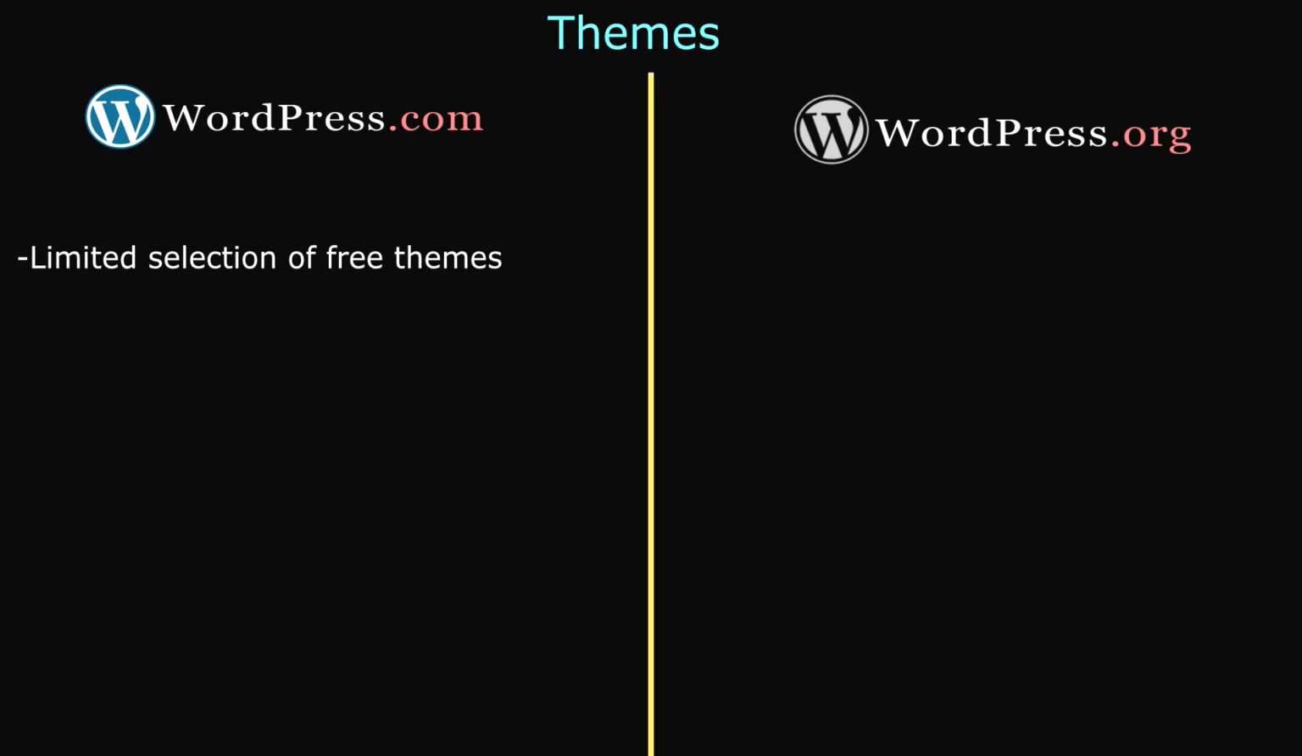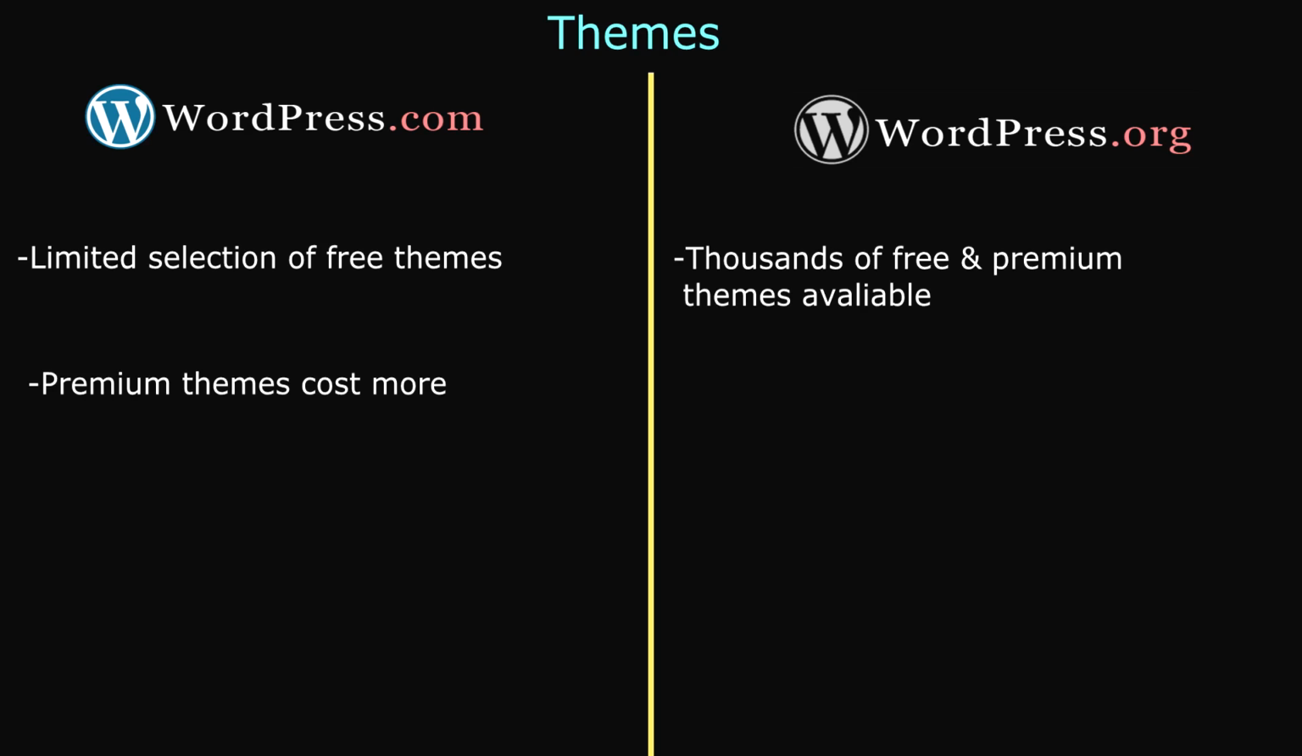Themes are very closely related to customization. WordPress.com has a limited selection of free themes, whereas WordPress.org has thousands of free and premium themes available. Premium themes with WordPress.com cost much more, and they are not very unique when you compare them to the themes available in WordPress.org, which you can use to make your website look very unique.